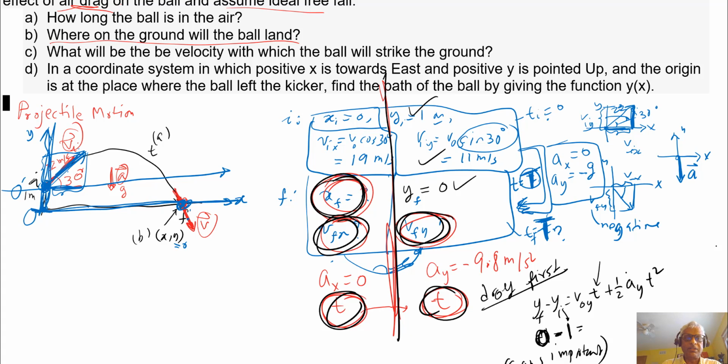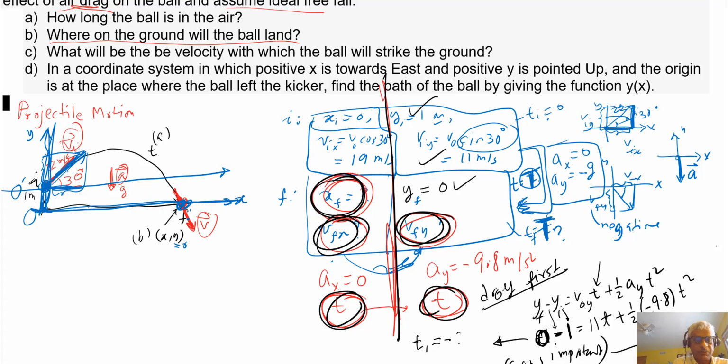So we answered A, so that's A. Where on the ground does the ball land? We already know the y part, so we need to figure out xf. So we need to take t, and this t goes in there. This is the time for this problem, the time for t equals t2.